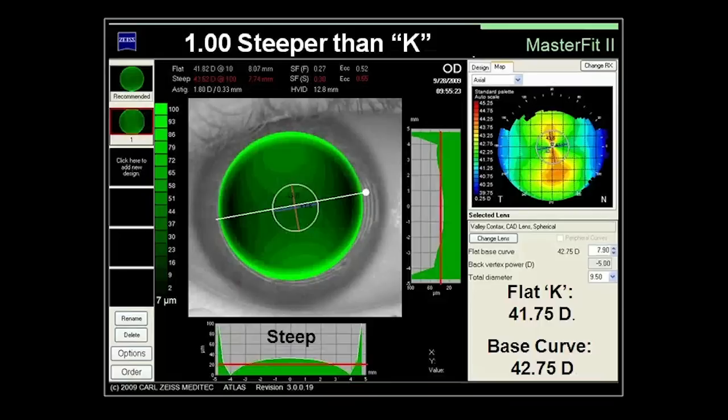Now let's go one step further and create a lens with a base curve of 42.75, which would be considered a diopter steeper than K, and a half diopter steeper than the last lens we looked at. You can see now that we're clearing the cornea in the center by more than 20 microns. We're still just over 40 microns out in the periphery, so we should still be okay there.